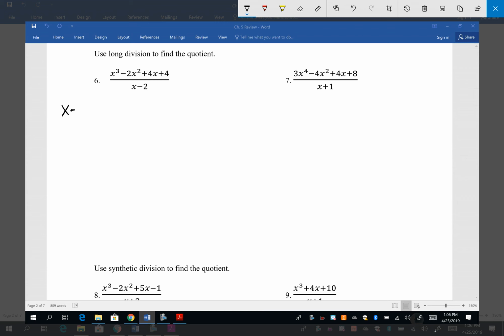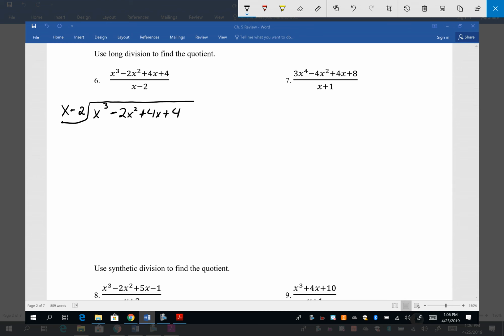We have x minus 2 as our divisor, and x cubed minus 2x squared plus 4x plus 4 as our dividend. Now, we're not doing number 7, but I want to show you where many of us would probably mess up. There's no cubes, so you need to put a placeholder, 0x cubed, if you were doing number 7. So don't forget placeholders if any term is missing.